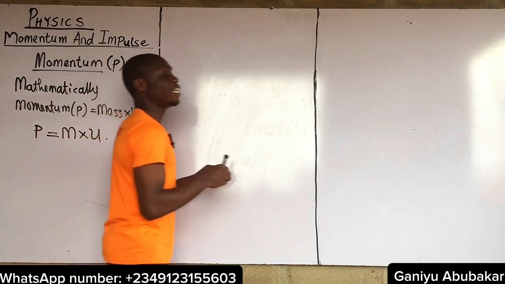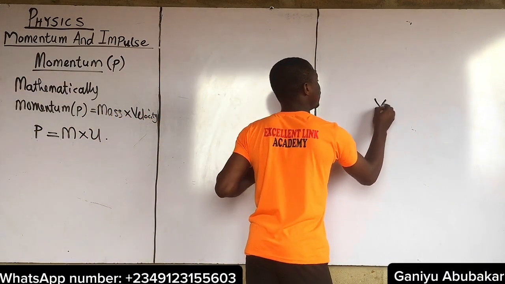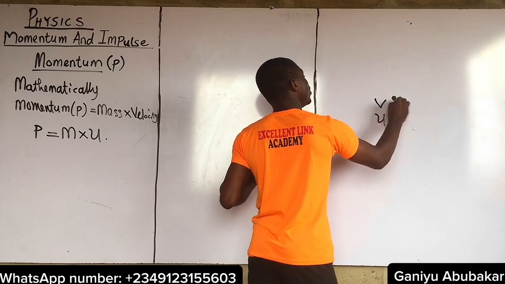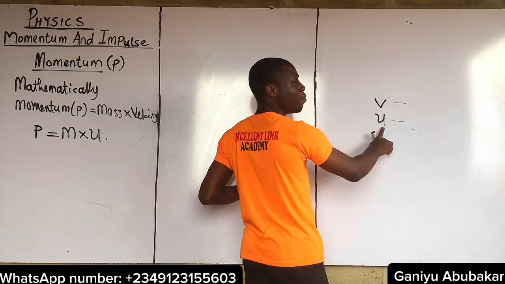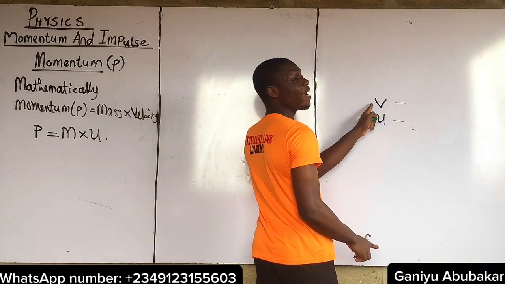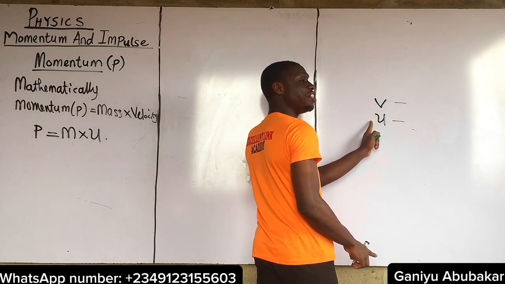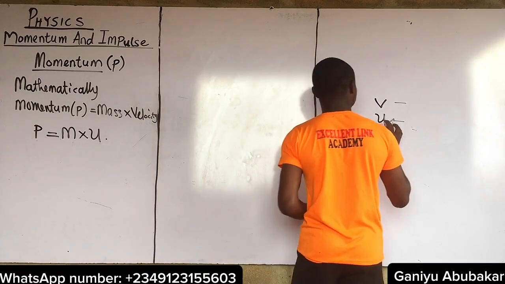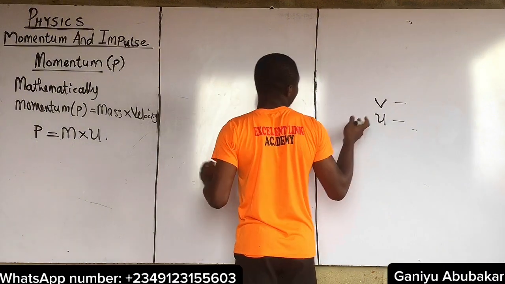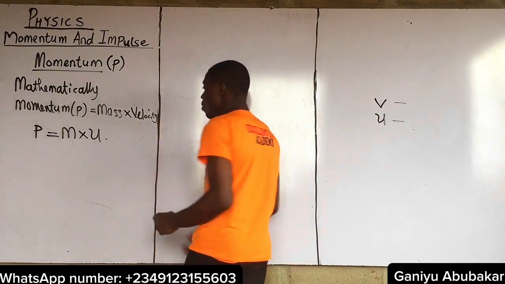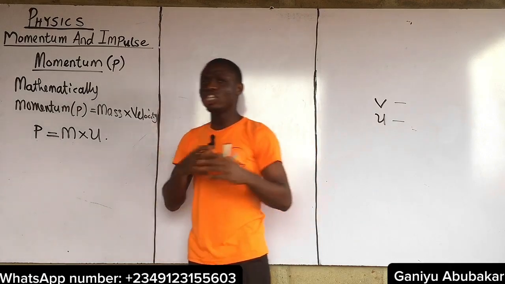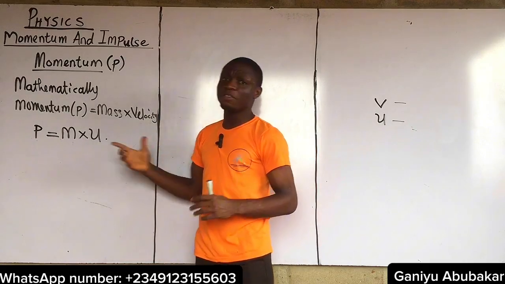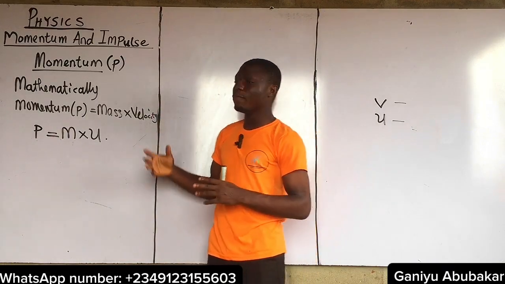Velocity can be represented in two ways. Either I use v or I use u. One is the final velocity, and the other is the initial velocity. So let me just use u here. You can use v if you want to. So we're saying that momentum p is equal to mass times the velocity of the moving body.